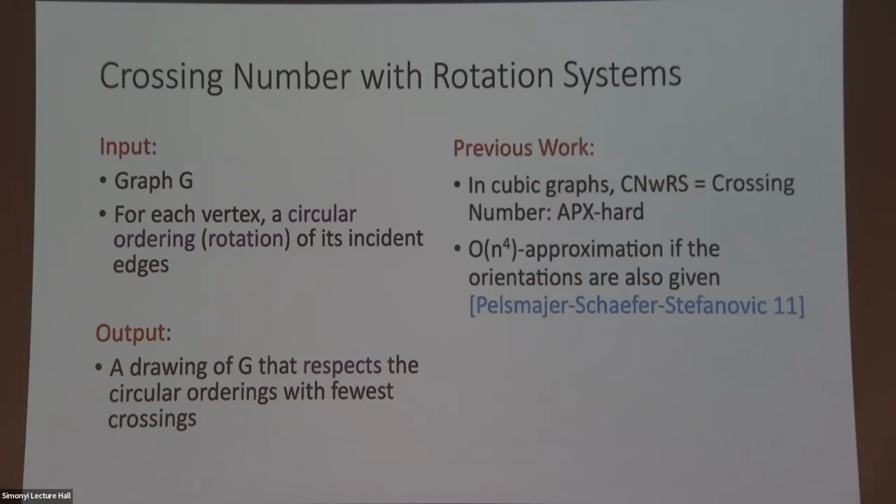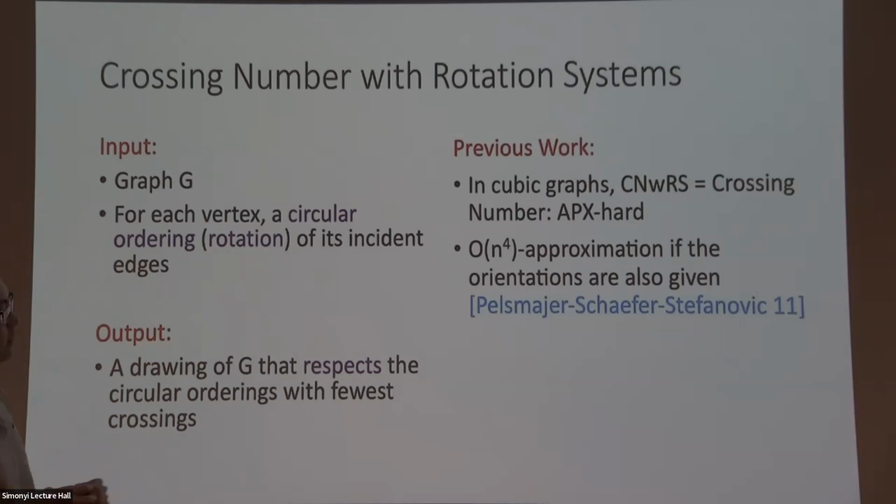There is some previous work on this crossing number with rotation system problem. In cubic graphs, where the graphs have max degree at most 3, this problem is just equivalent to the crossing number problem, because imposing an ordering on 3 things while still allowing the flip is basically imposing no constraint. So in cubic graphs, this is equivalent to the crossing number problem, and the strongest hardness result also applies to cubic graphs. It's still only APX-hard.